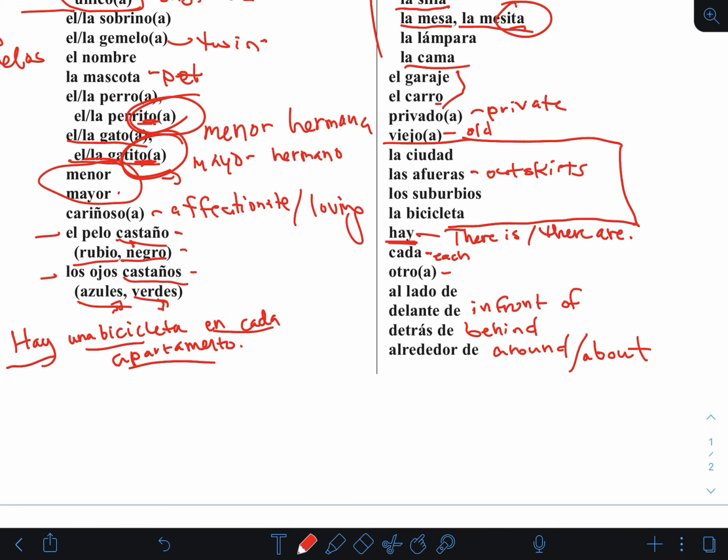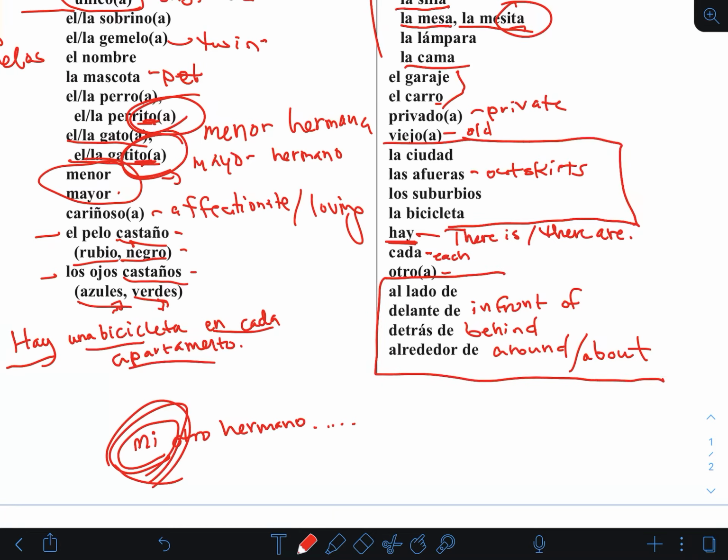Otro or otra is other, right? So you could say like mi otro hermano, my other brother. We are gonna work with like these possessive, I think they're pronouns this week. So just giving you examples. So now we got directions. Al lado would be next to. Delante de is in front of. Detrás de is behind. And alrededor de would be around or about. So if it's like around the block or something, you'll say like alrededor de la escuela, right, around the school.